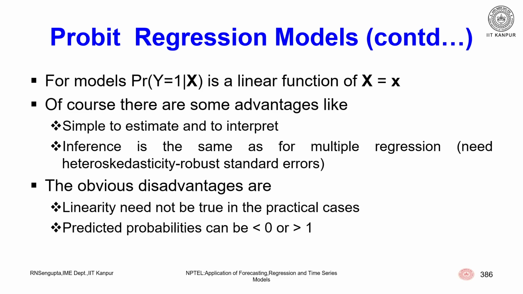Inference is the same as you do for the multiple linear regression model, considering the concept of heteroscedasticity and this concept of the errors, which you have already discussed in quite some detail. But what is the disadvantage? Linearity may not be true for many practical examples. A linear relationship between the regressors, the x's, and the dependent variable y, which can take binary values.